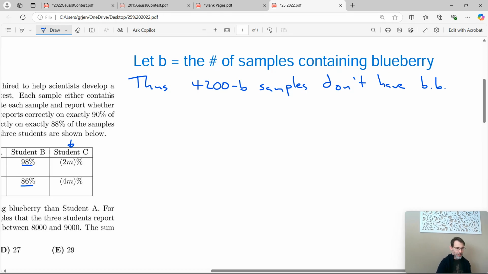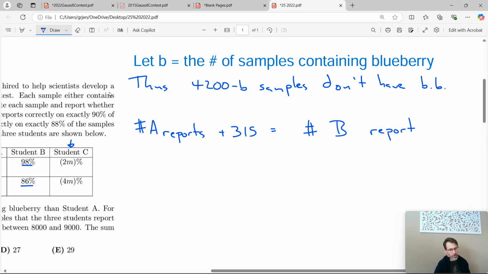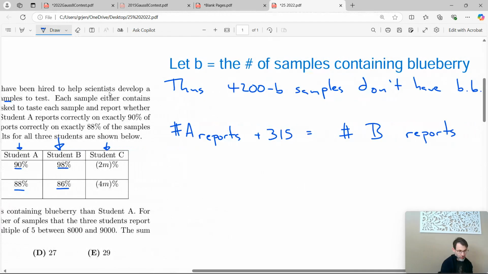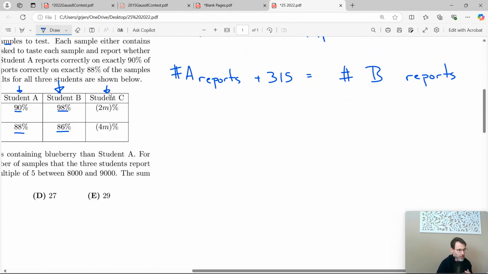Okay? And here's another thing we know. The number of times A reports blueberry plus 315 is equal to the number of times B reports blueberry. We can see they report blueberry far more often, 315 times more often to be exact. Because of that piece of information, we can now solve for B with the proper equation. So let's go.